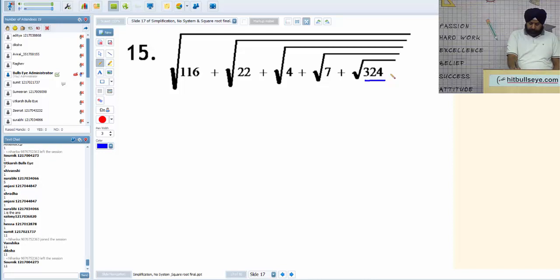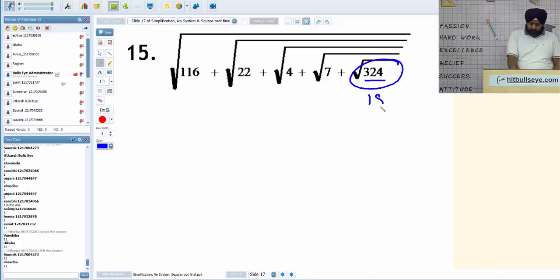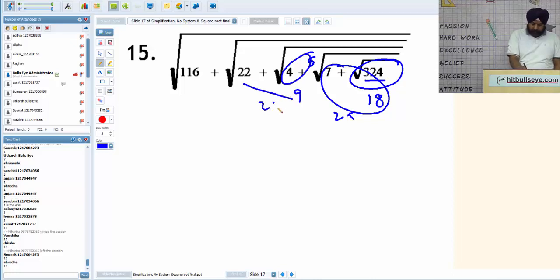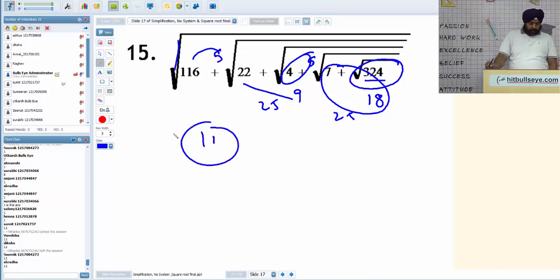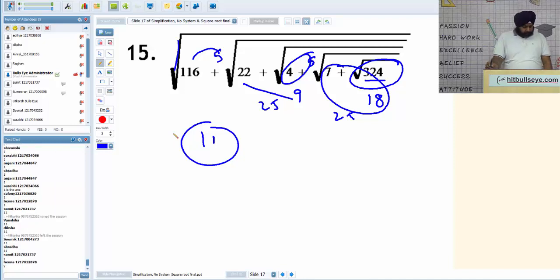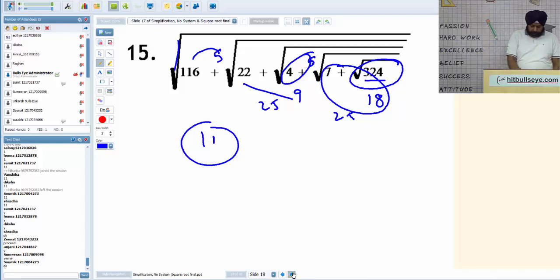Absolutely 11. 324 under root is 18. 18 plus 7, 25. 25 under root is 5. 5 plus 4, 9. 9 under root is 3. 22 plus 3, 25. 25 under root is 5. 116 plus 5, 121. 121 under root is 11. Is it okay or should I proceed? May I repeat? I hope all of you have understood. You have to start from the reverse and should remember the squares from 11 to 35. They are very helpful in the actual paper. Okay, I move on to the next concept.